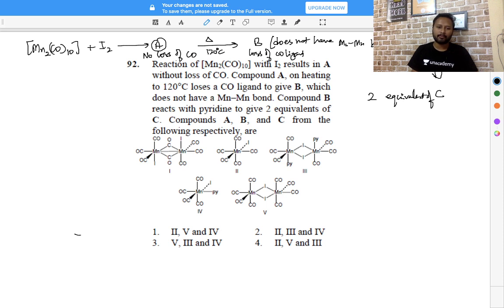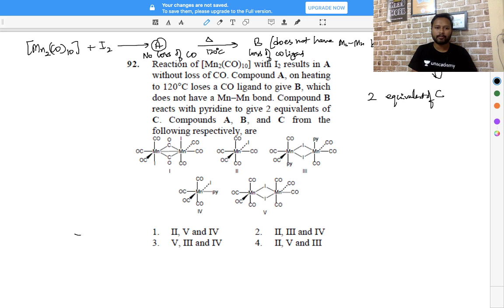So you are treating it with iodine, and you are having 1 2 3 4 5 6 7 8 CO over here, 2 iodine over here, and a manganese bond is also present. So compound A they have asked, right? Which one is compound A? Let's do it one by one. So compound A is formed where you should have this one.